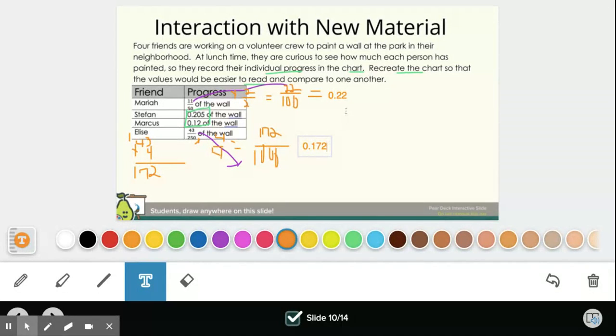So now we have 4 decimals to compare. We don't actually need to go any further than this. The instructions were just to recreate the chart so that the values would be easier to read and compare to one another.